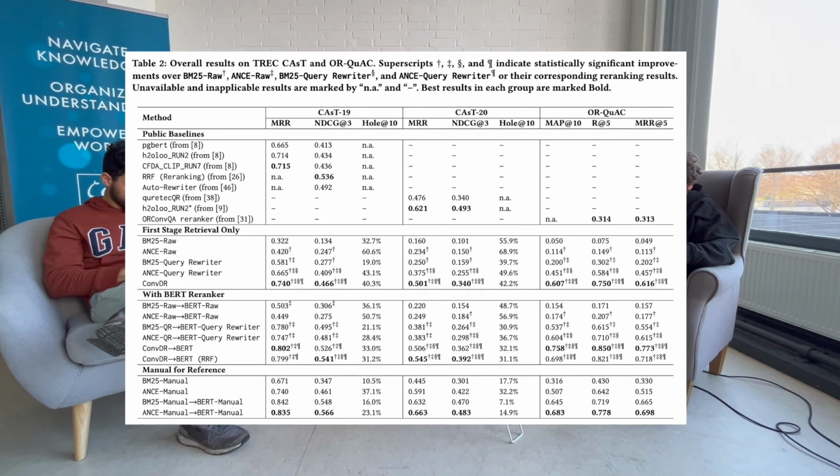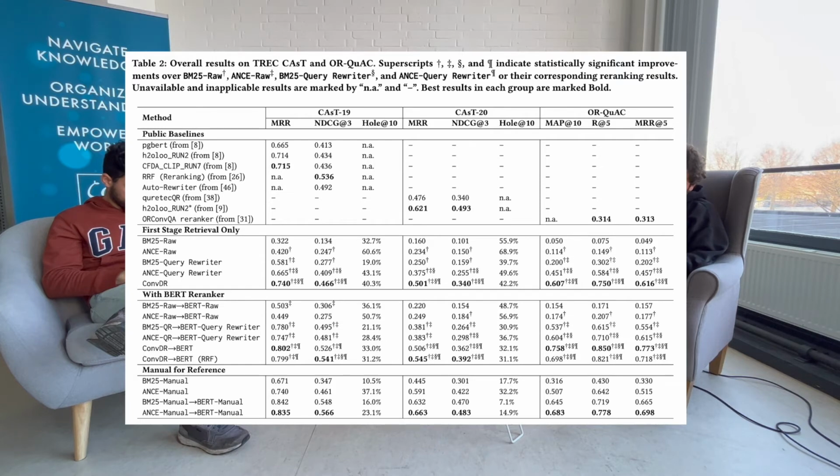Another thing that we can see is that the dense retriever performs better compared to BM25. This is both with the query rewriting and the raw query.